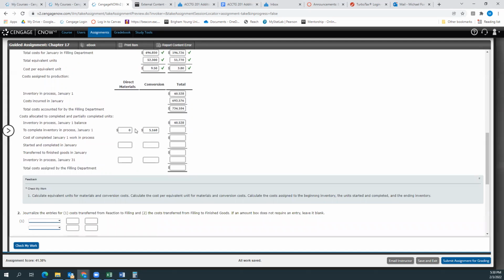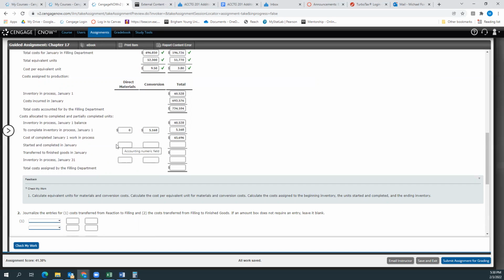So then I'll just add these. 0 plus 5,168 gives me 5,168. So that was my cost to complete the partially completed units. And then I'll just add these two together to get the costs of completed January 1st work in process. So 40,528 plus 5,168 gives me $45,696.